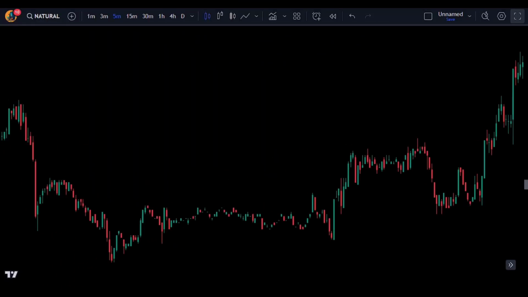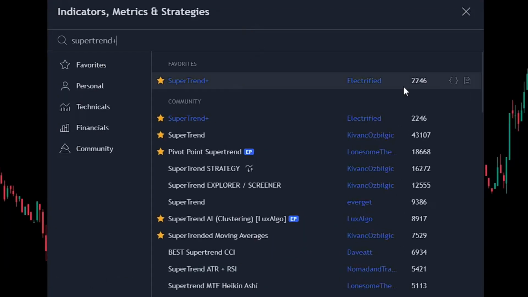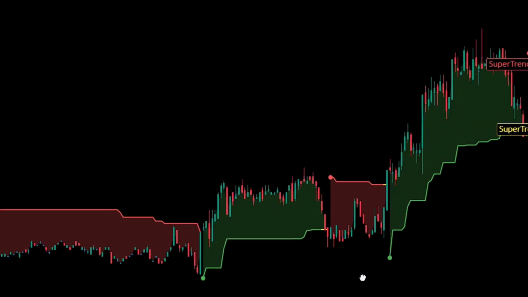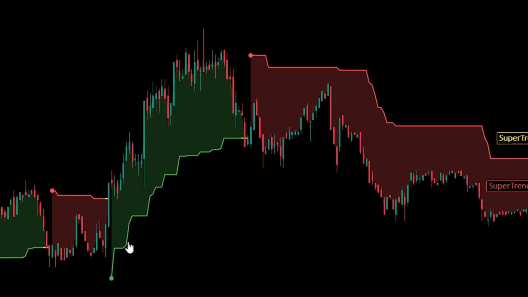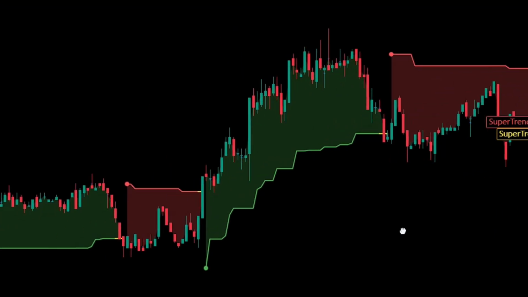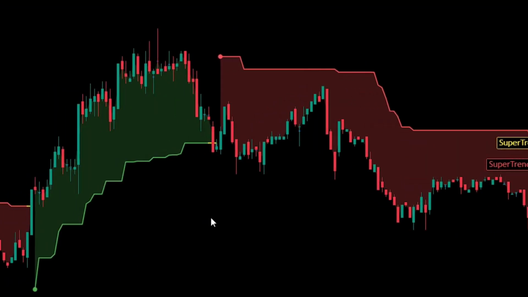We've got our chart open, and while this strategy is great for the 5-minute time frame, you can also try it on 15 minutes or even a 4-hour chart and more. Now let's build our setup step by step. First, go to the indicators section and search for SuperTrend, then select the one by Electrified. The SuperTrend indicator is based on 2 key values, period and multiplier. It's plotted above or below the closing price to signal a buy or sell. When it moves below the closing price, it turns green and signals a buy. When it closes above, it signals a sell in red.